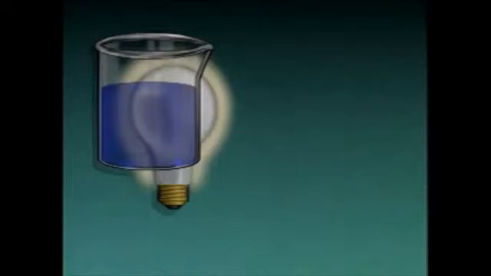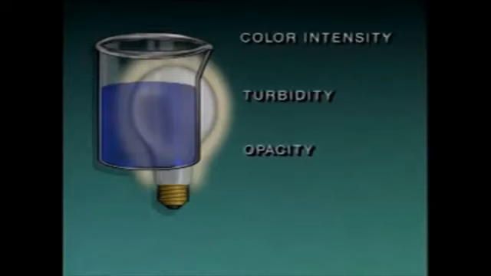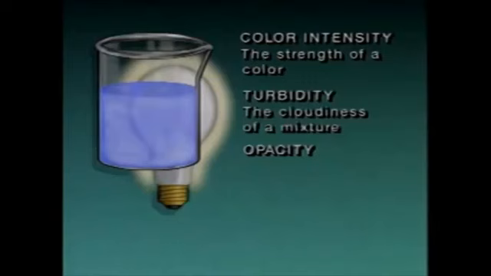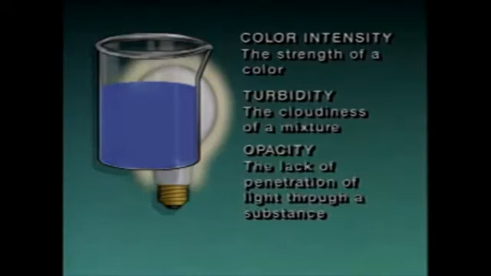Three factors that affect how light passes through a substance are color intensity, turbidity, and opacity. Color intensity is the strength of a particular color. Turbidity is the cloudiness of a mixture. And opacity is a measure of the lack of penetration of light through a substance.